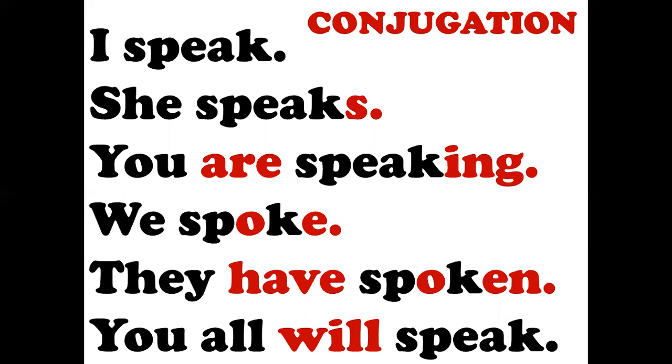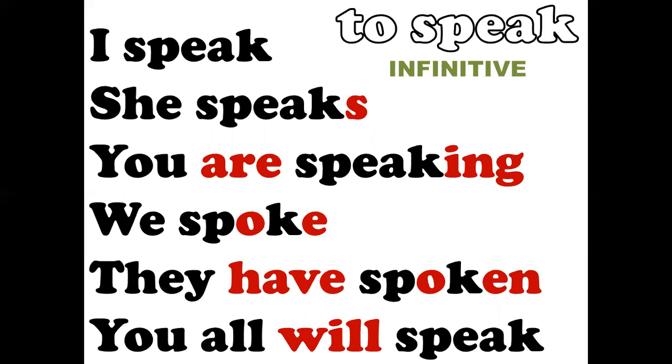So conjugation, you can see here, it changes the word to give you specific information, and all of these are conjugations of a specific infinitive. All right, the unconjugated form of the verb. In English, it's preceded by to: to speak. All right, to speak is the infinitive, the non-finite, the verb without the subject, and then you conjugate, you change it to give specific information. So I speak, you can see it changes. She speaks, you are speaking, we spoke, they have spoken, you all will speak.